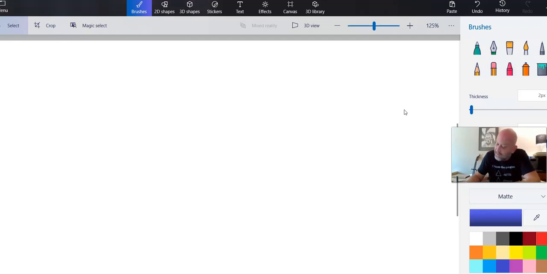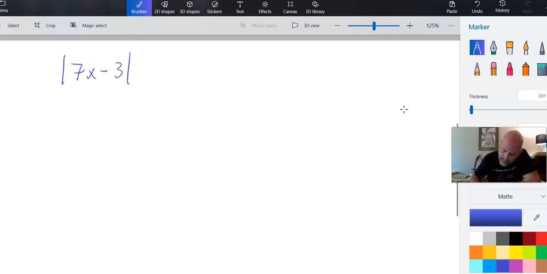Now, having seen that, let's take a look at this, because this is one of the things you have to watch out for. So let's say I have the absolute value of 7x minus 3, plus 10, is equal to 4. Okay, let's go ahead and follow through here and see what happens. In fact, why don't you guys try this one? Go ahead and pause it right here and see what you get.